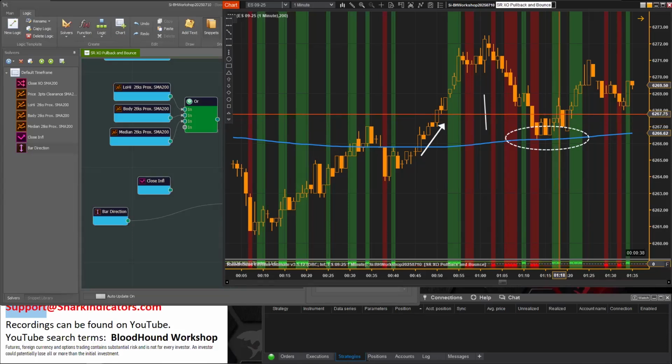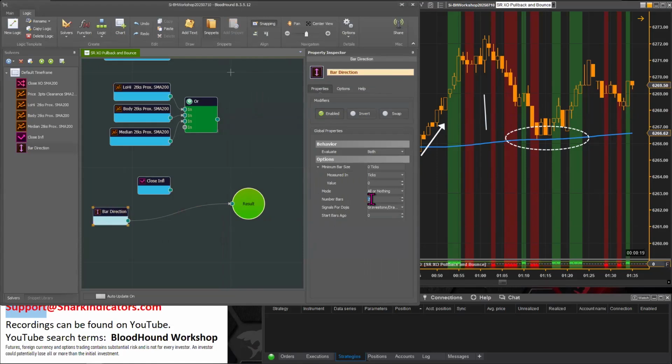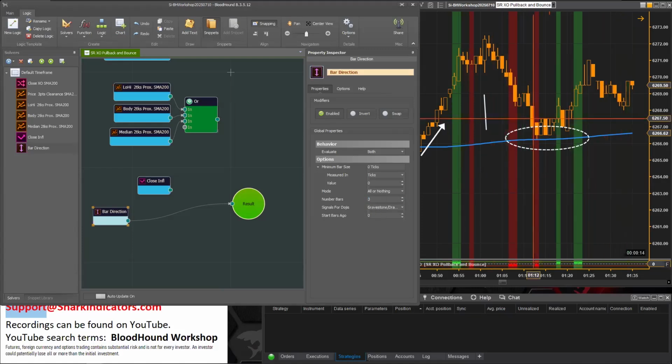And then on the third up bar, we also get a long output here. So that's kind of one way we could do this. It's just to use a simple bar direction and say, I want at least 2 up bars, or maybe you want at least 3 up bars in a row. Now, this is the most conservative approach here, because in this case, we need 3 consecutive up bars.